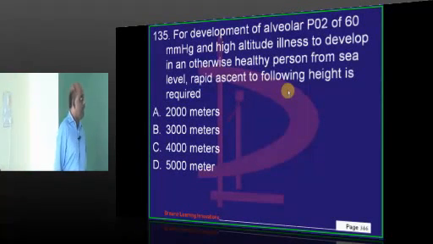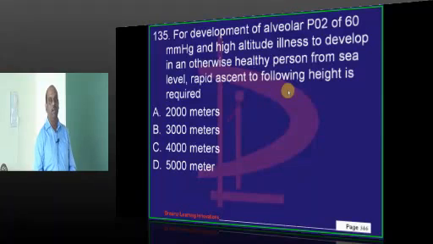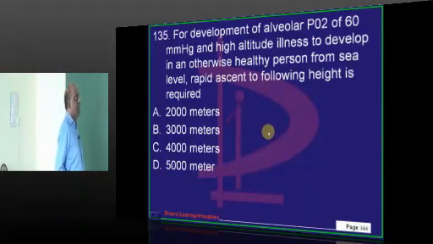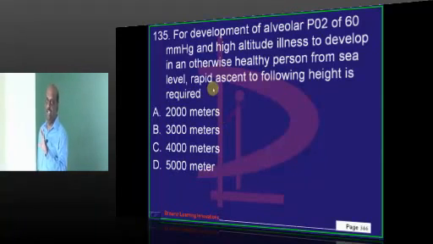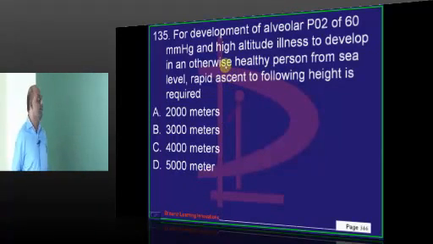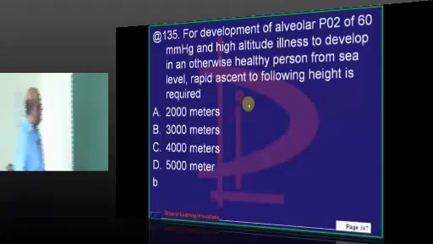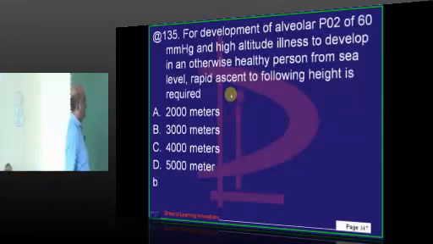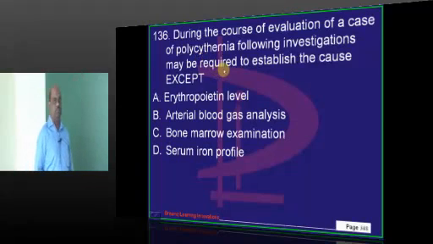So, how high must one go for developing an alveolar PO2 of 60 millimeters of mercury, bringing on altitude illness? Altitude physiology and exercise physiology are the two main topics in physiology which we are going to discuss down the line for the next batch of students. So, what is your answer? 3000. That's good.